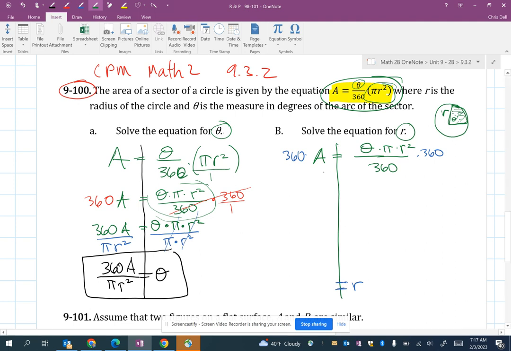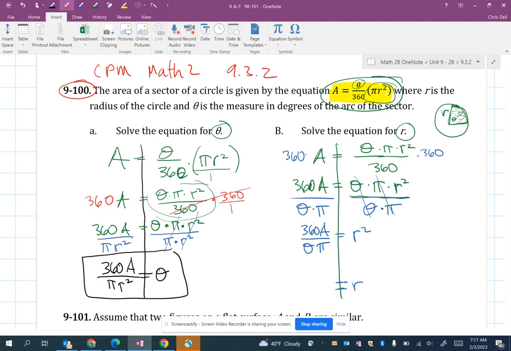So I have 360a is equal to theta times pi times r squared. To get the r by itself, at least at first, isolate the r term, right? It's an r squared. We'll tackle that, but the first thing I got to do is divide by that theta and pi. So I end up with r squared. When I divide, those become 1. R squared is equal to 360a divided by theta times pi.